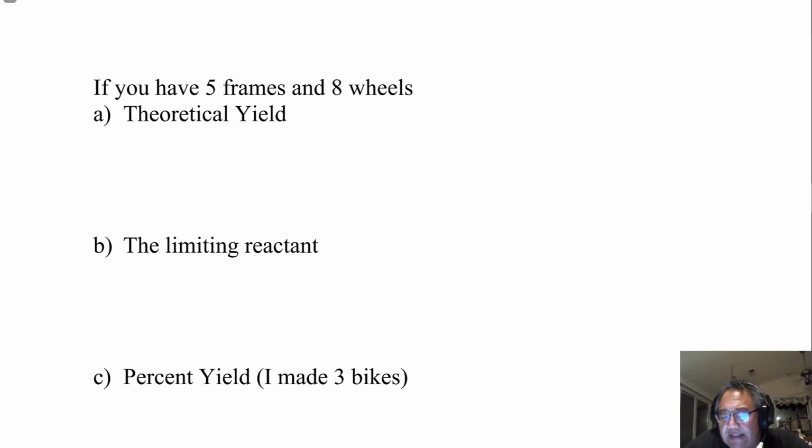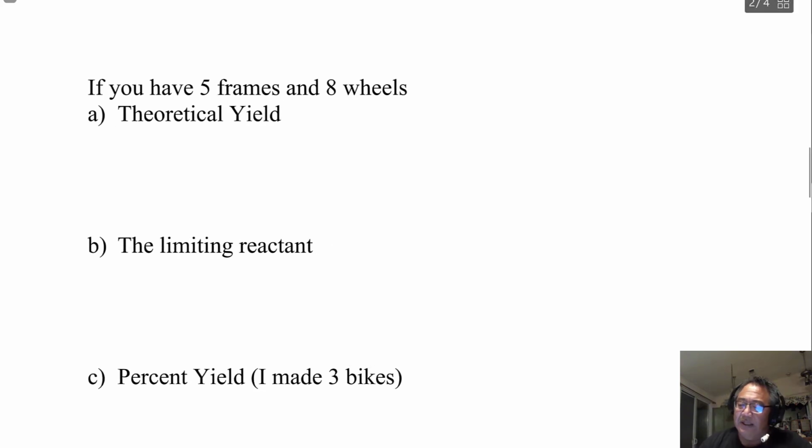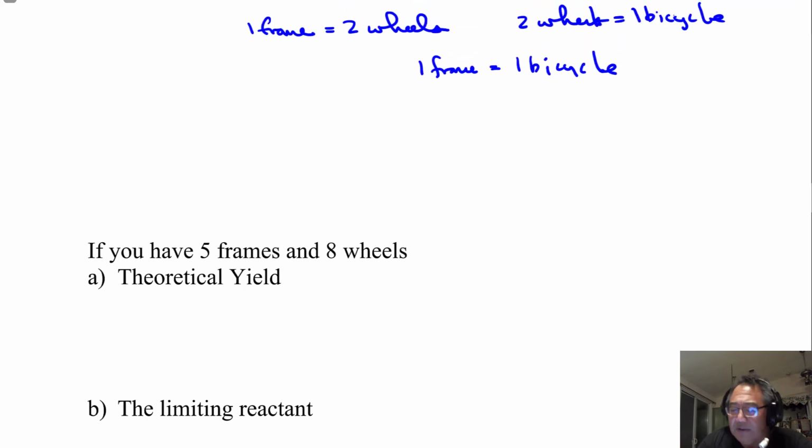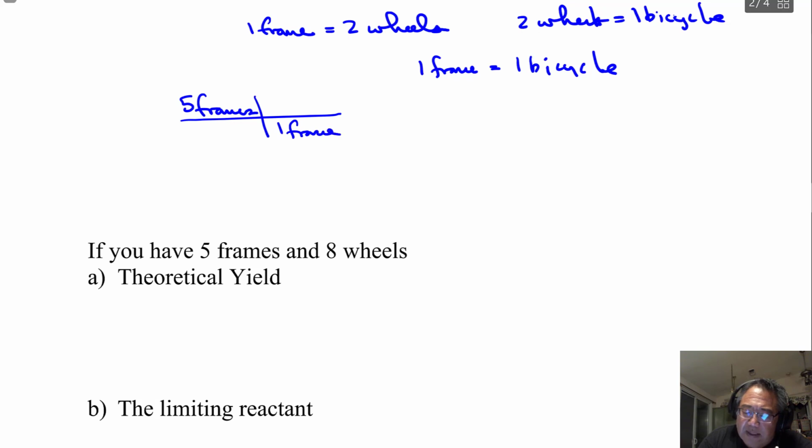Well, most of you came up with the idea that you could make 4 bicycles. Because if you have 5 frames, you need 2 wheels for each. That'd be 10. You can't make that many because you only have 8 wheels. But then you also knew that with 8 wheels I can make 4, and with 5 frames I can make 5, so I can only really make 4. So let me show you what you were doing in your head. 5 frames, 1 frame per bicycle. That's 5 bicycles.